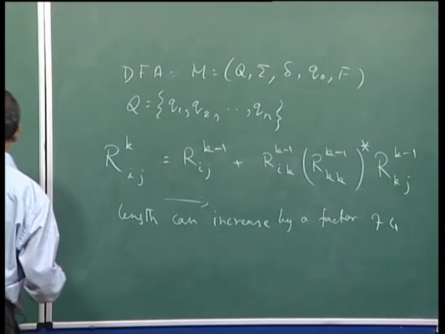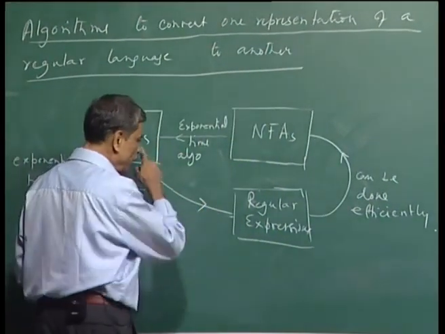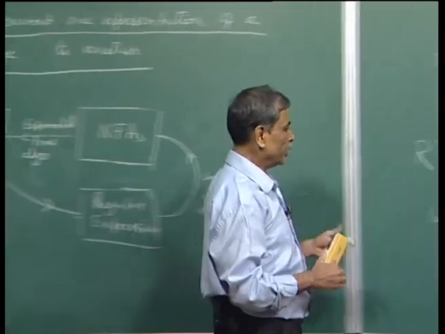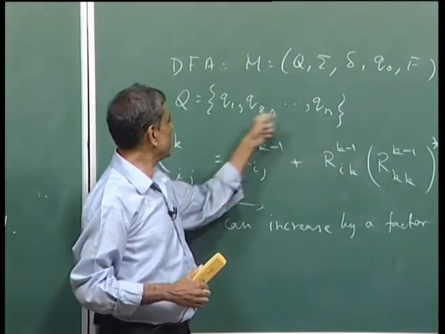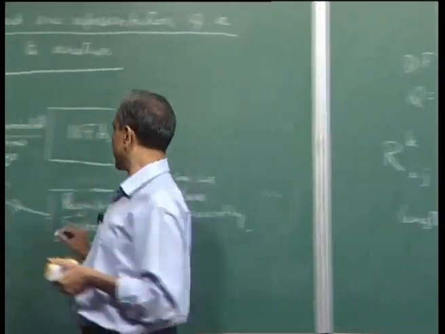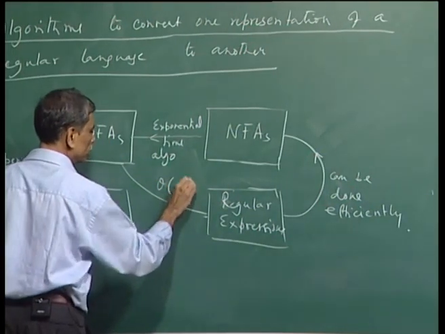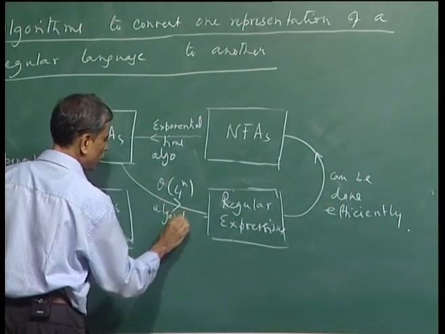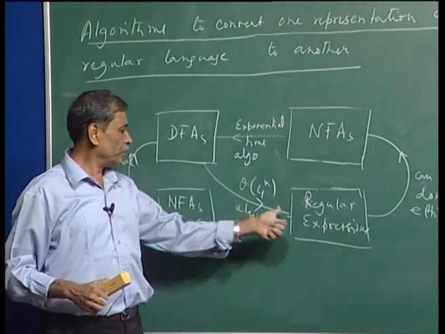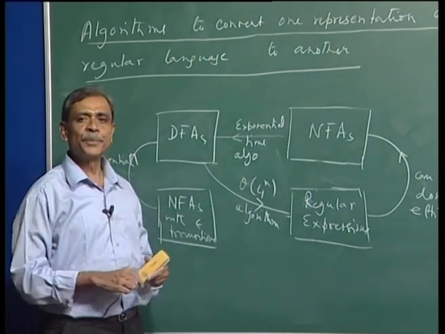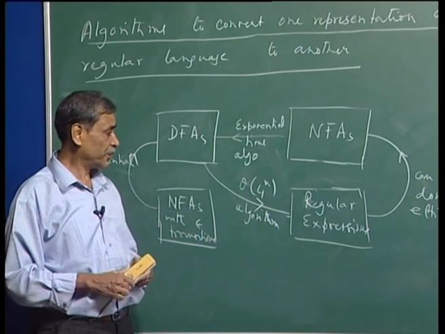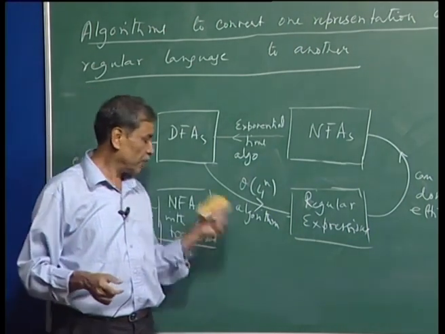And so, as you go from the start to the end, how many times does this factor of 4 increase happen? As many times as there are states. So you have a 4 to the power n order algorithm. We can't do anything better going from DFA to regular expression, or from NFA to regular expression. There can be an exponential blow up in the length of the expression, and therefore the algorithm is exponential.